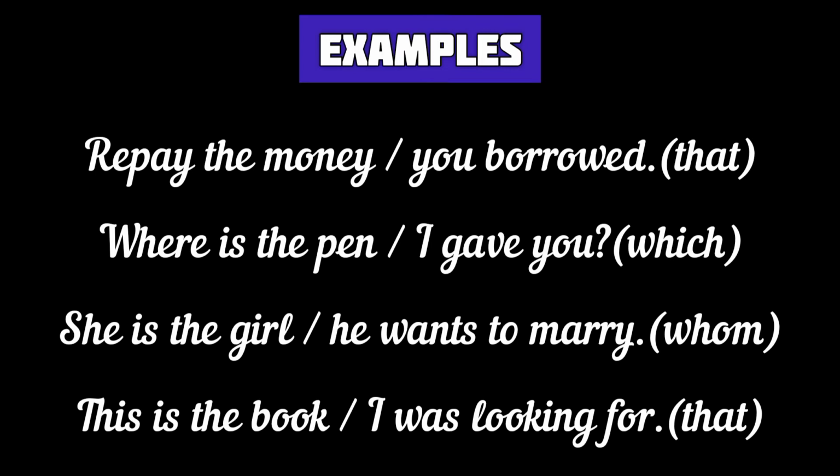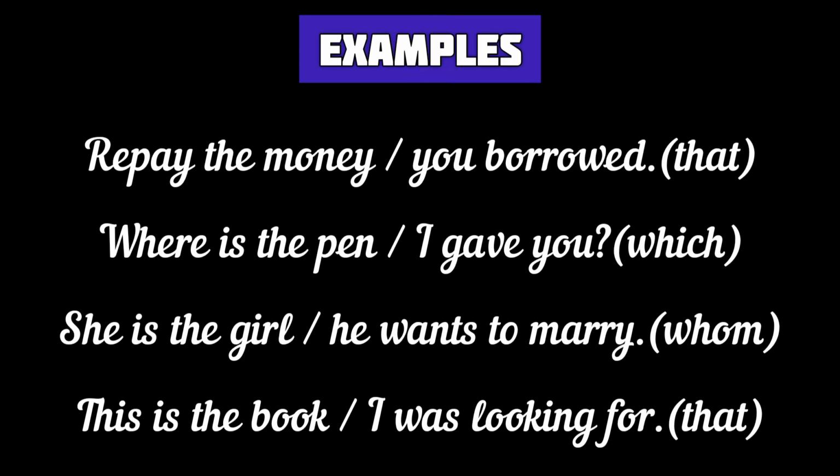Next, where is the pen I gave you? Here the adjective clause is "which I gave you", but the relative pronoun "which" or "that", which comes after the noun "pen", is omitted but understood. Similarly, in the third sentence, "she is the girl he wants to marry", the relative pronoun "whom" is omitted but understood.